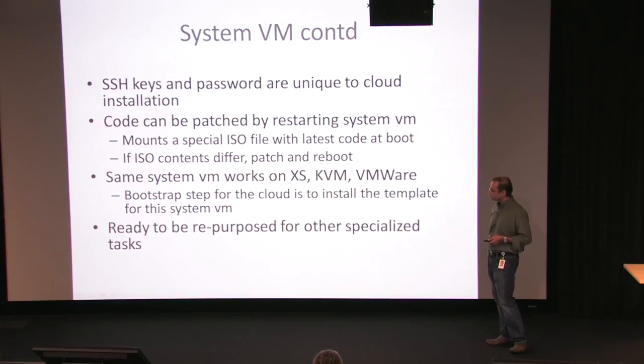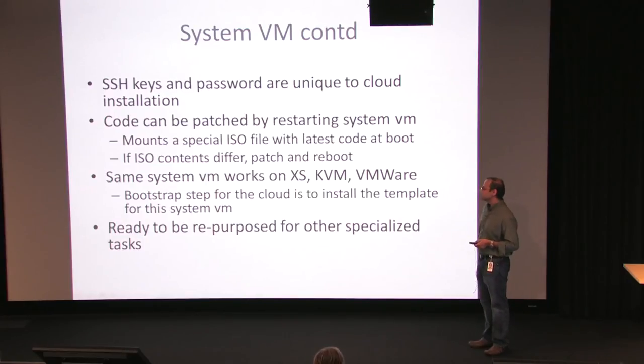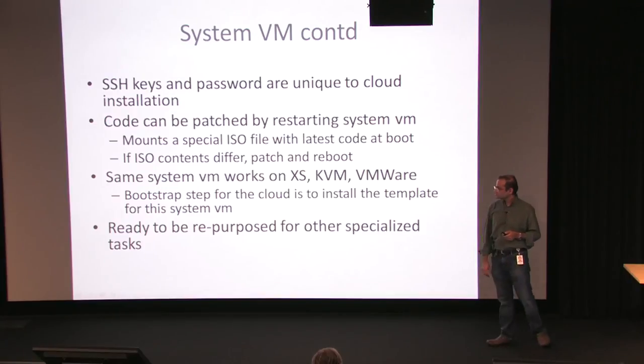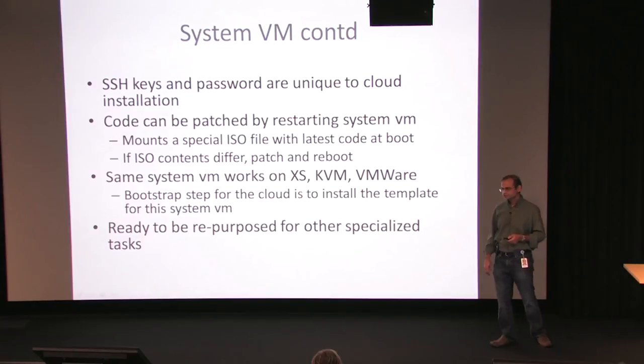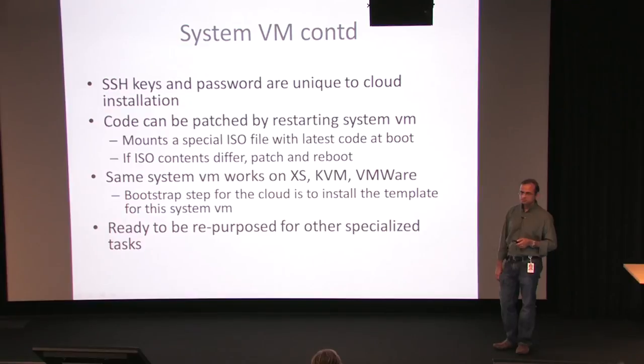They just mount a special ISO and check if the ISO has changed. If so, it patches and then reboots. So again, highly automated. A lot of this happens behind your back. And then the same system VM works on Zen Server, KVM, VMware, so that you can do a multi-hypervisor cloud. And it's a fairly well-defined way of orchestrating your system VM. So if you wanted to do something special for yourself, you want to monitor something, you want to do some other specialized task inside the cloud on behalf of the management server, it's there and you can use it.